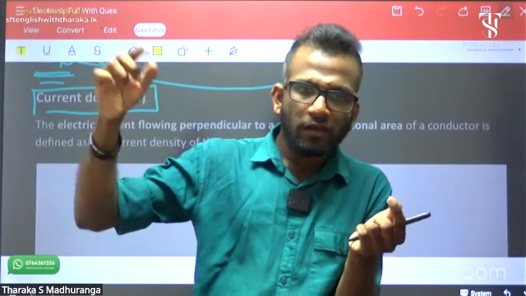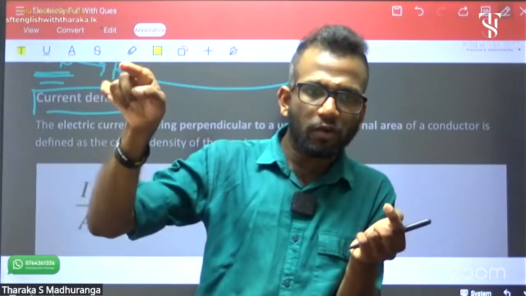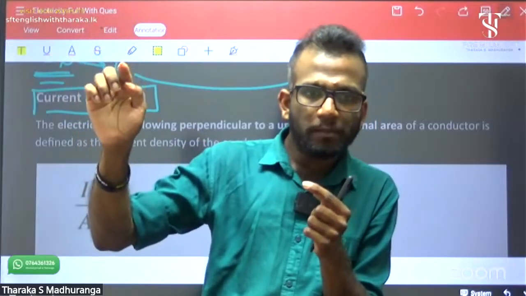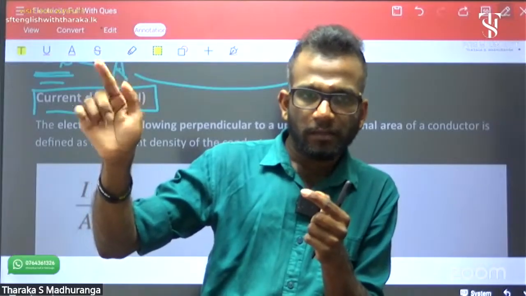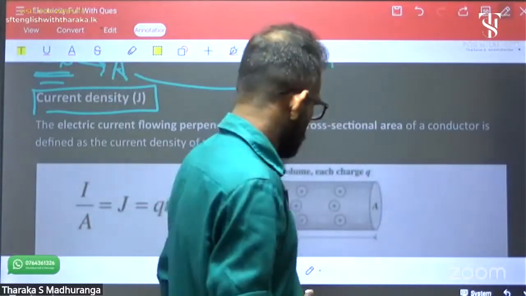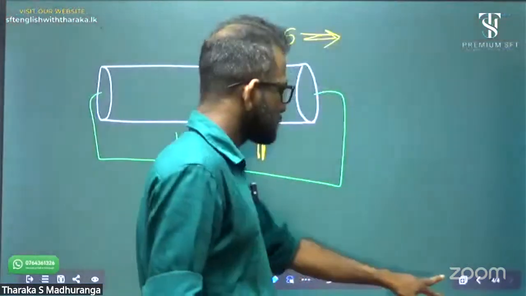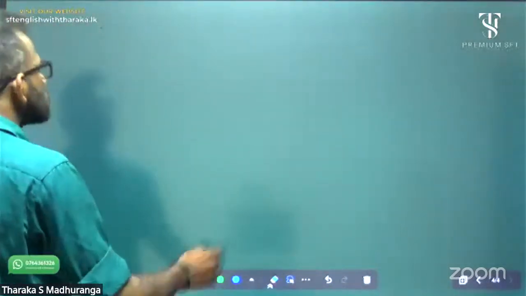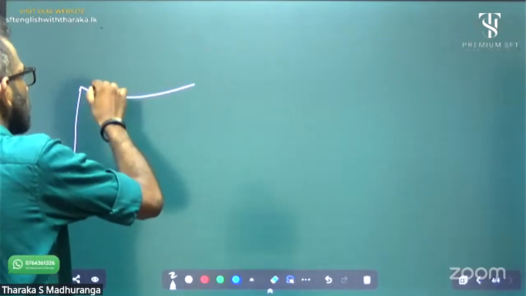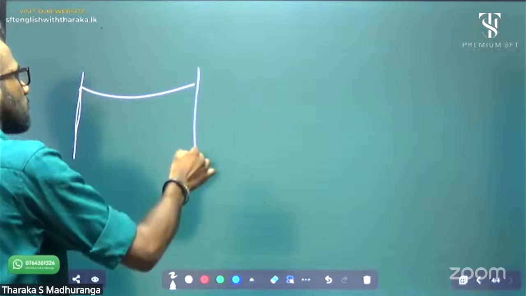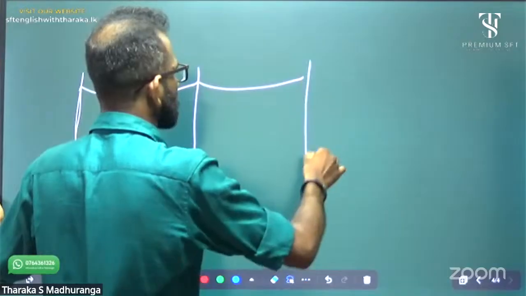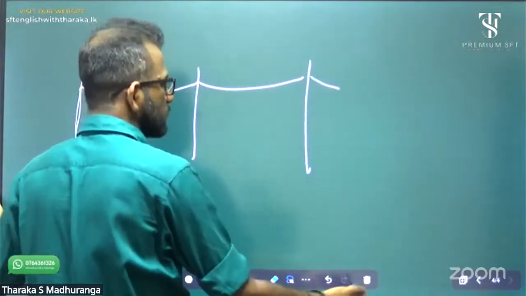Now, first in our home wiring system, this transmission wire comes to our meter panel. What is the next point? This is transmission. Think this is our house.